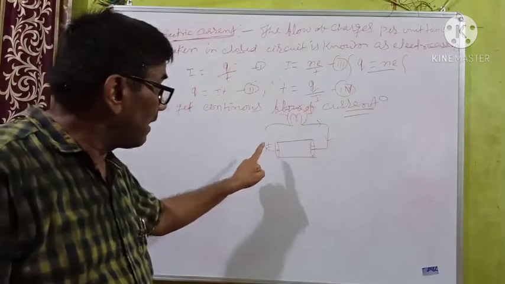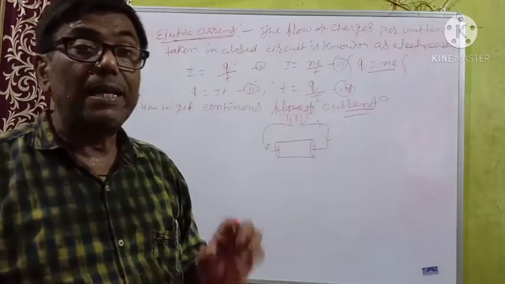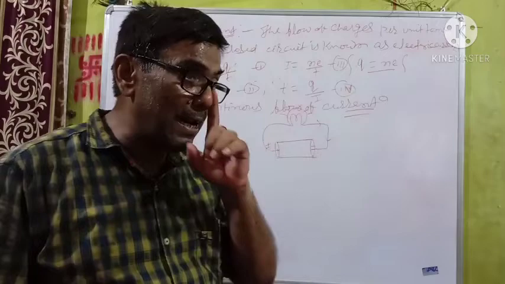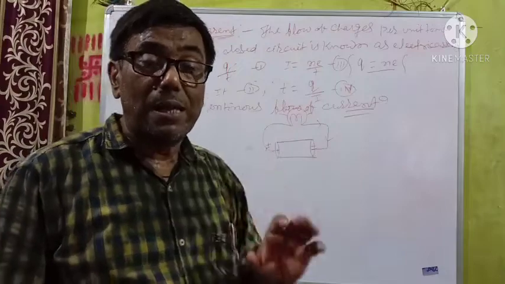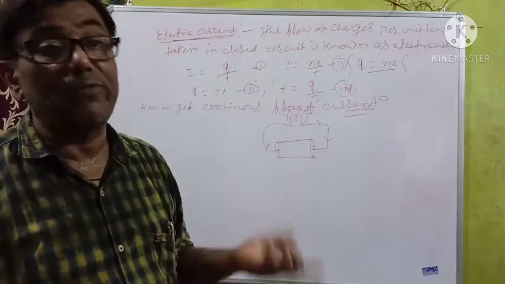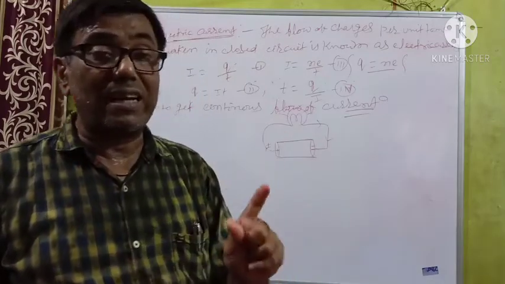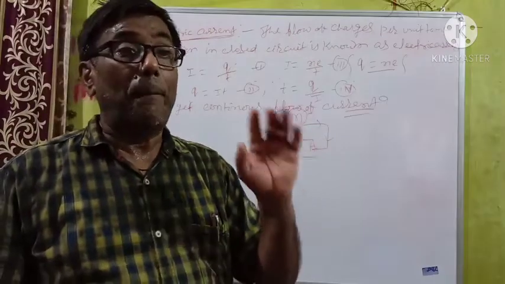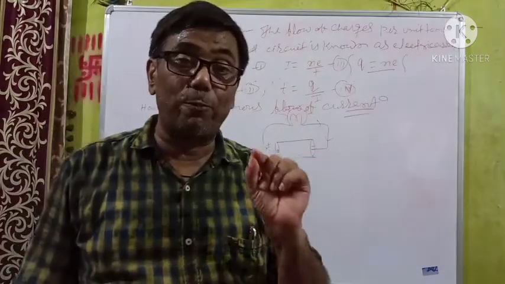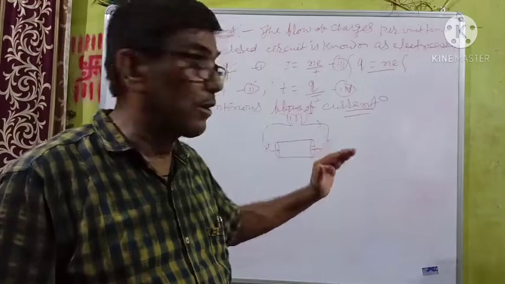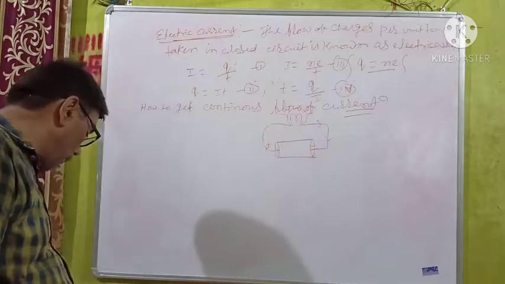The current which flows from the positive terminal to the negative terminal outside the cell is known as conventional current. The current which flows from the negative terminal to the positive terminal in a closed circuit is known as actual current. So conventional current flows from higher potential to lower potential, but actual current flows from lower potential to higher potential, meaning from the negative terminal to the positive terminal.